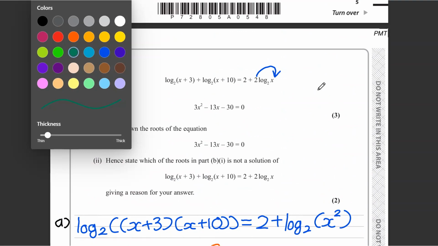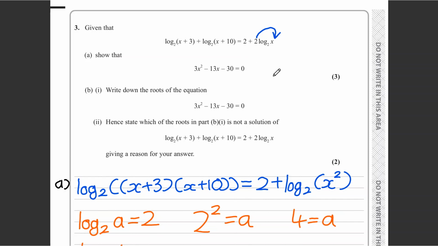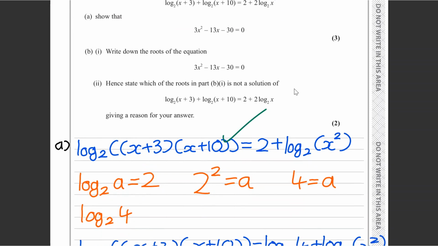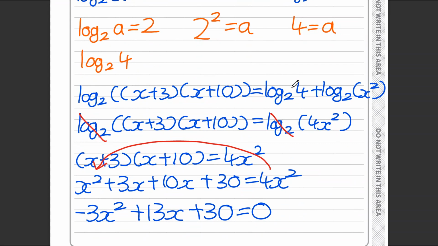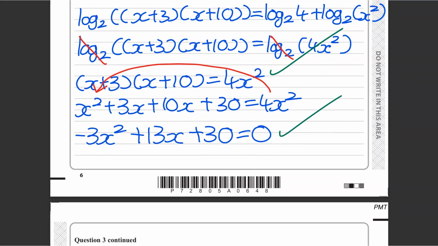In order to get the 3 marks here, you get 1 mark for combining this x plus 3 and x plus 10 in the log, like this here. You get another mark for getting rid of the logs here and writing this x plus 3, x plus 10 is equal to 4x squared, and you get a final mark for showing it's equal to this here.